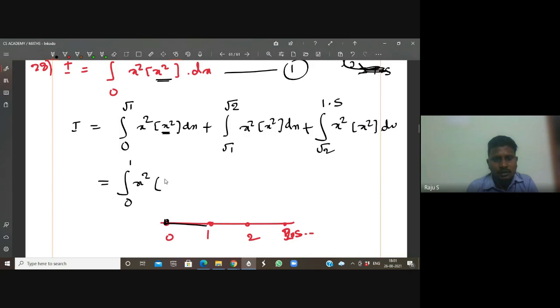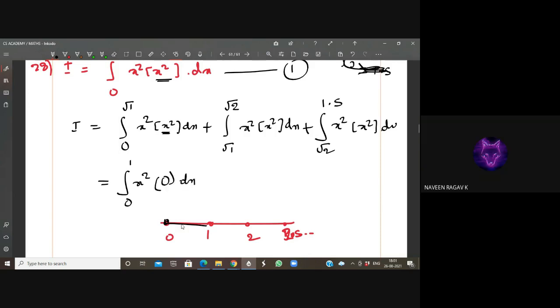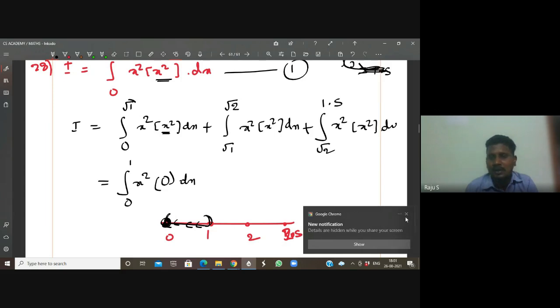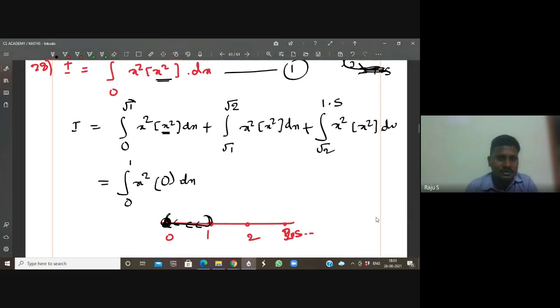Sir, but it is coming on 1 itself, no, sir. Why 1 itself? When I substitute root 1 here, we cannot include it, it is an open interval. Your answer is correct only when we substitute root 1, which gives 1, but we cannot include this open interval. Other than root 1 means till 0.999, like that. Got it? Yes, sir.